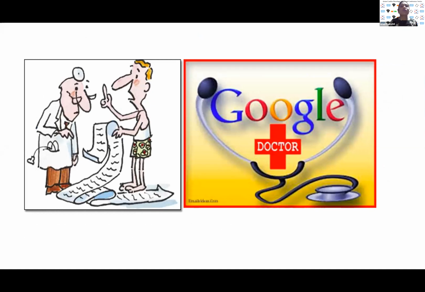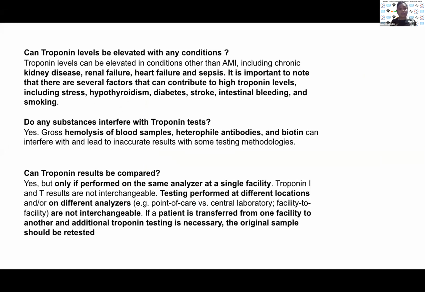Further going ahead, from the patient's point of view, when he sees this biomarker report, he will consult Dr. Google, and I confront you with the following questions. Can troponin level be elevated in any condition? Yes. In renal failure, heart failure, sepsis, stress, hypothyroidism, diabetes, stroke, intestinal bleeding, and smoking. Do any substances interfere with troponin test? Yes. Hemolysis of blood sample, heterophile antibodies, and biotin.